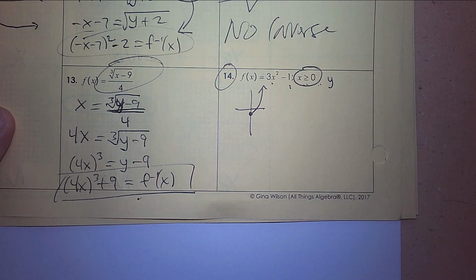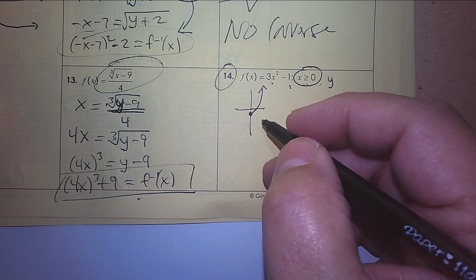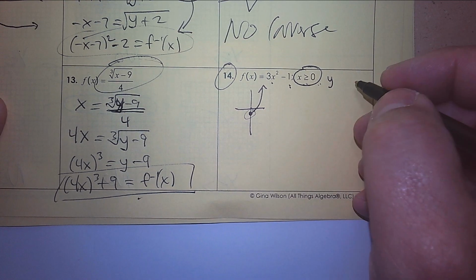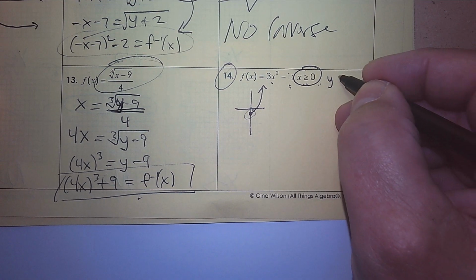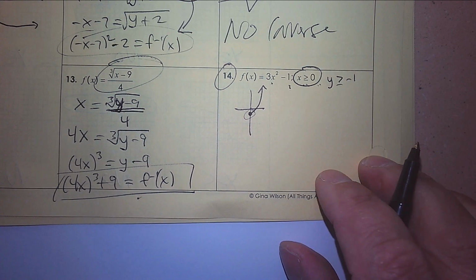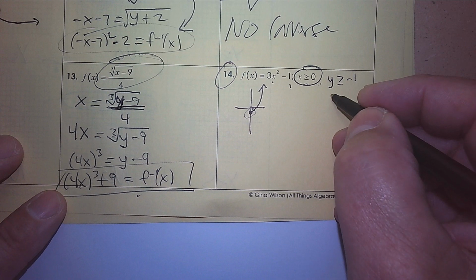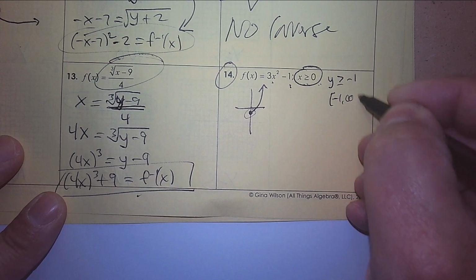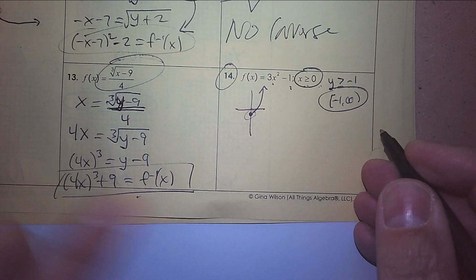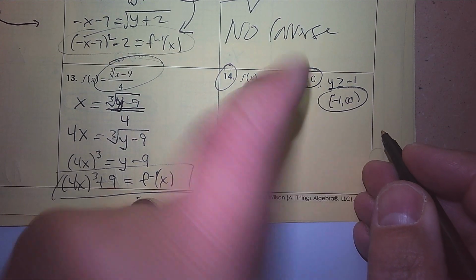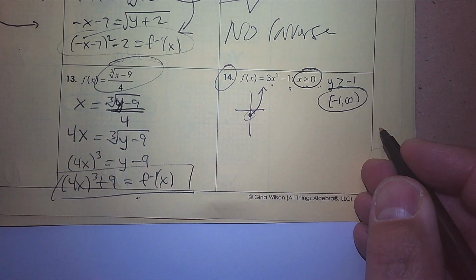Now, guess what I need to know? Because I'm going to need it for the inverse domain restriction. What's the range? What's the bottom y value? So we can write it as greater than or equal to -1, or we can say it goes from -1 to infinity. This is going to be my domain restriction when I find the inverse. So how do I set up to find the inverse?